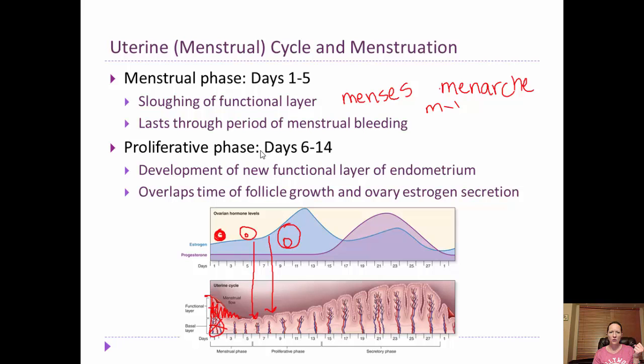So we have to go in and build this lining back up, and we have to go in and build these arteries back up as well. So more vascularization. That's where it gets its name. And that's exactly what's happening here.